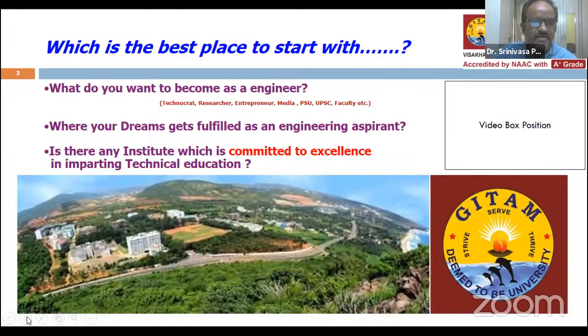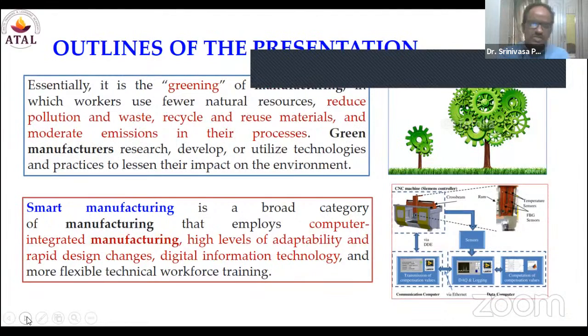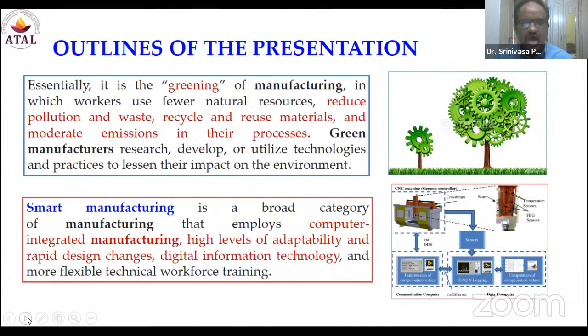Now, the outline of my presentation. I'm supposed to present this particular topic. It is about design and development of an adaptive controller design for CNC milling. I'm going to present the details of this, but why it is coming under this particular subsection of this FDP? People are talking about green manufacturing and smart manufacturing. First, we need to understand the fundamental differences between the meaning of green manufacturing and smart manufacturing.